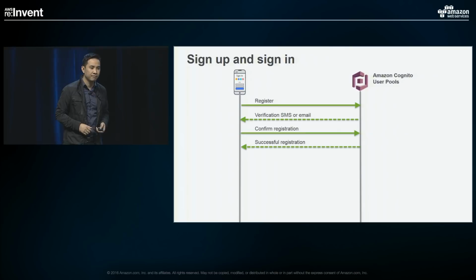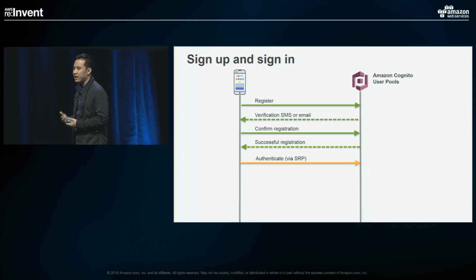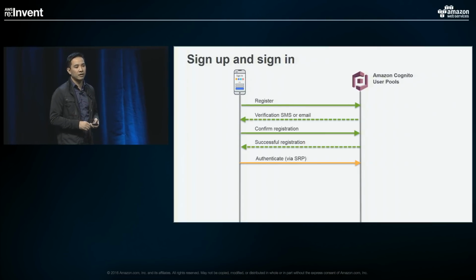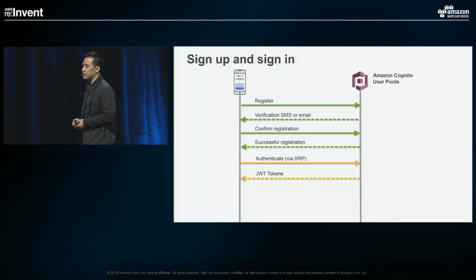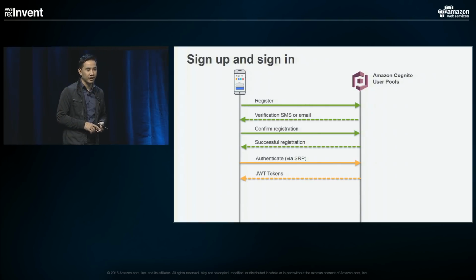So that's sign up. For signing in, the user types in their username and password. You authenticate using the secure remote password protocol, so no passwords travel over the wire. Cognito then can issue JWT, JSON Web Tokens. And it actually issues 3 JSON Web Tokens, an identity token, an access token, and a refresh token. So this is a fairly simple flow.